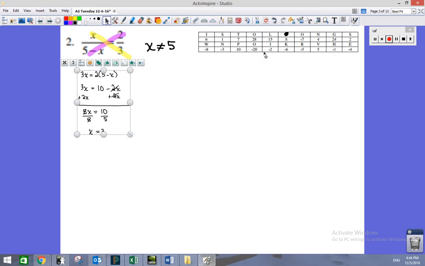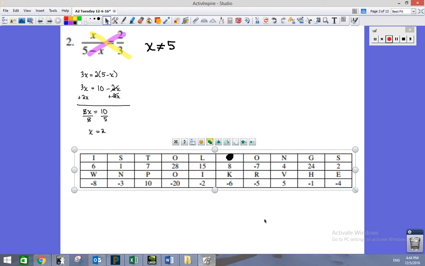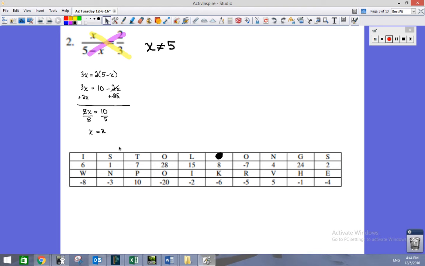And let's come back to our list. Make it bigger so I can see it. We're looking for the number 2 and we're going to scratch out that letter above 2. So here's a 2 over here. So if we scratch out the S there, now this is our new box that you have at the bottom of your paper.